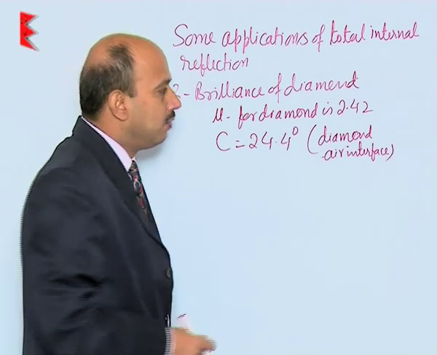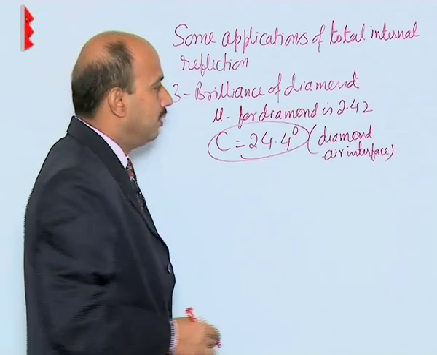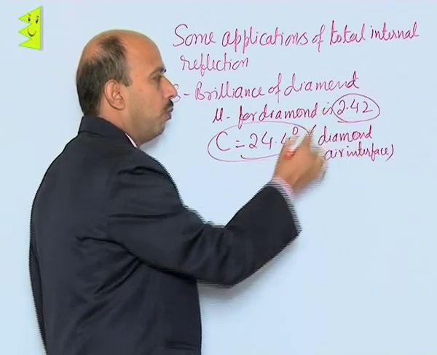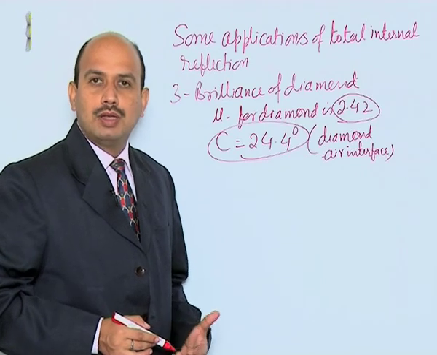So, the critical angle for the diamond and air interface is 24.4 degrees, and its refractive index is 2.42. So, the sparkling of the diamond is only due to total internal reflection.